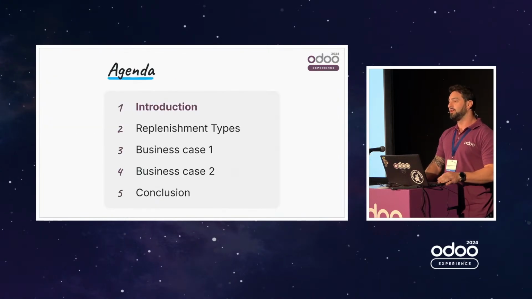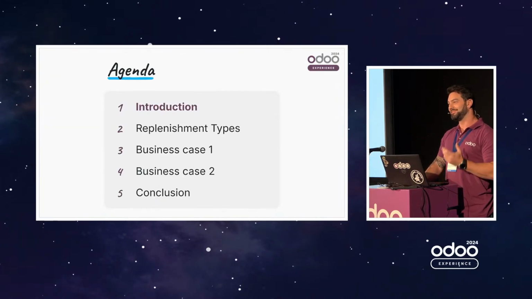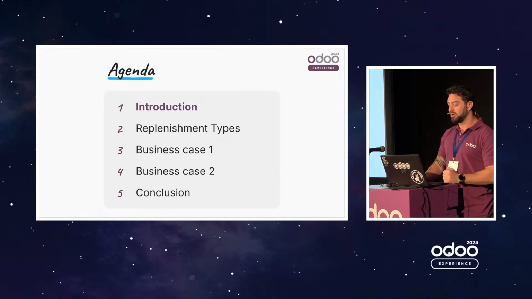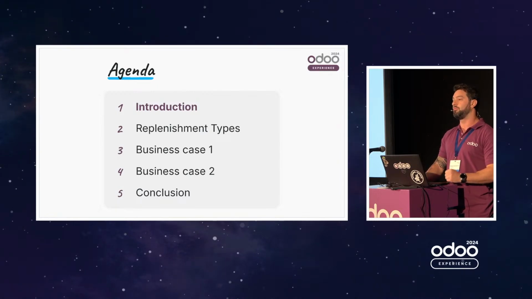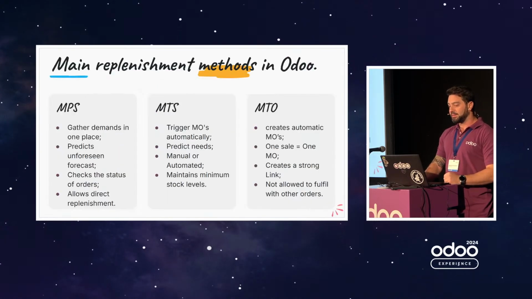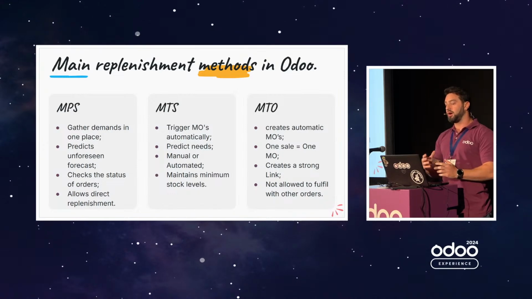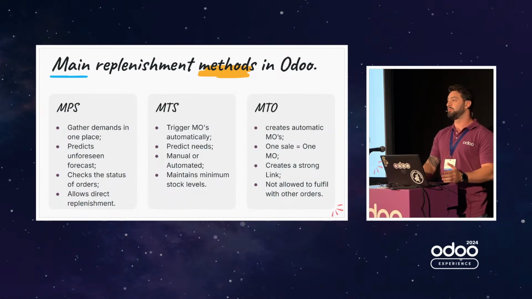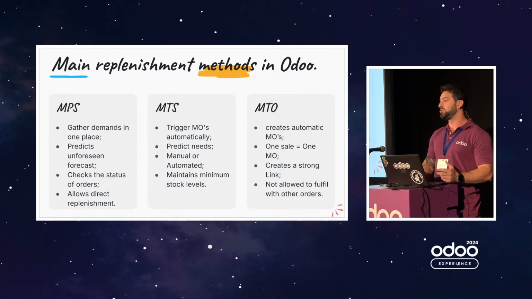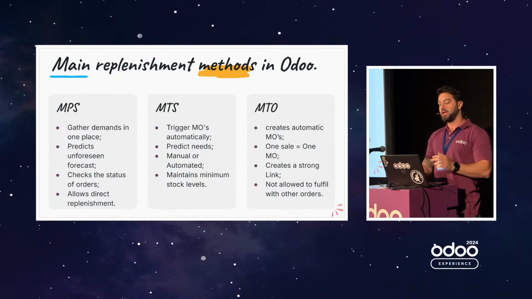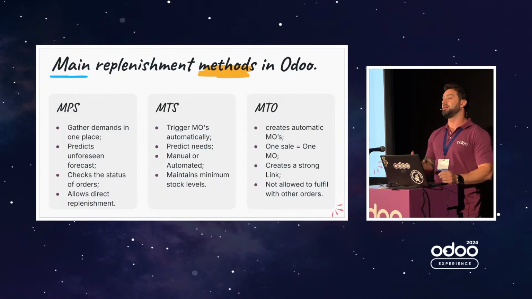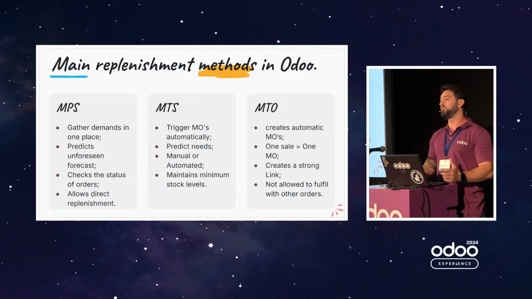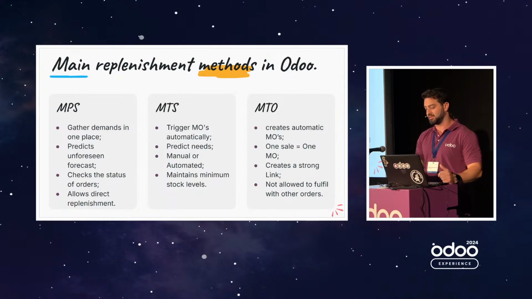The introduction was what I just did. We're going to see the replenishment types in Odoo, check two business cases, and then go with a small conclusion. The main replenishment methods in Odoo are MPS, MTS, and MTO. MPS stands for Master Production Schedule, and it helps you gather demand in only one place. It helps you predict unforeseen forecasts, checks the status of the orders, and allows you to directly replenish products.